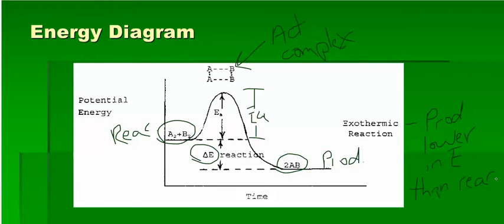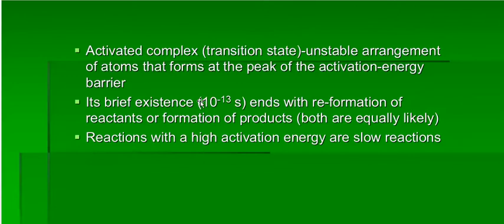Once you get to that activated complex, the top of the curve up here, you're in an unstable arrangement of atoms. It's at the peak of the energy barrier. You can either reform reactants or you can form products. When you get to the top of that peak, you can reform reactants as well as form products. So reactions with a high activation energy are slow reactions. So know the parts of the energy diagram.